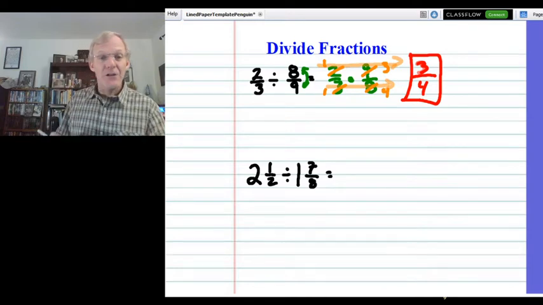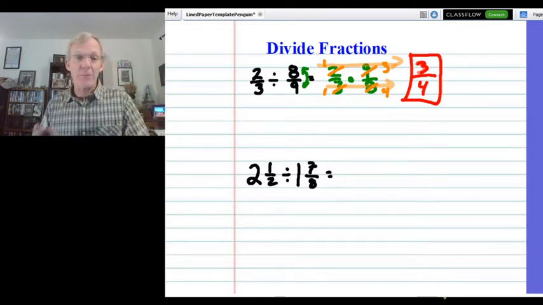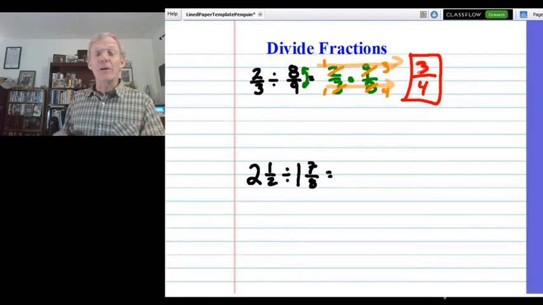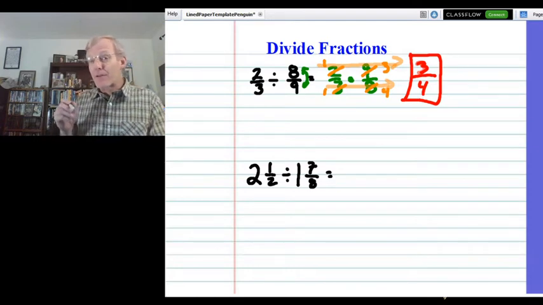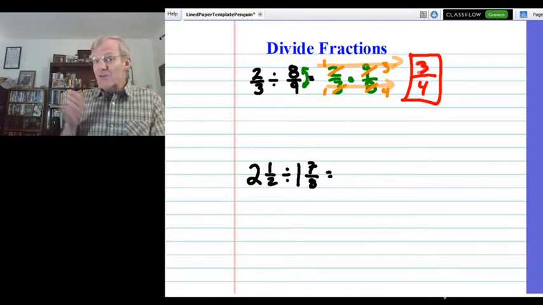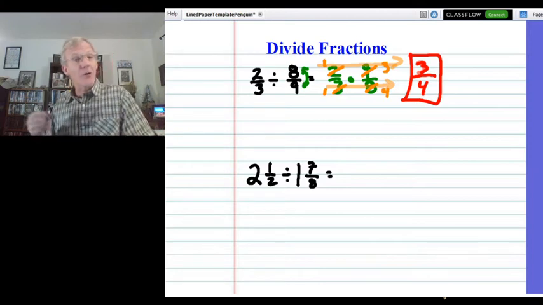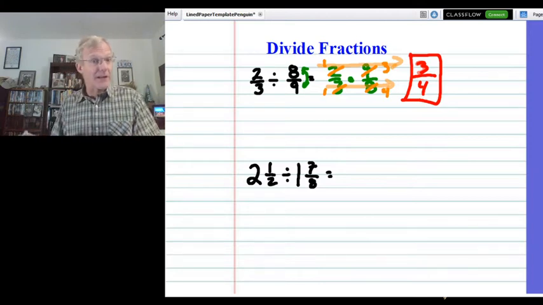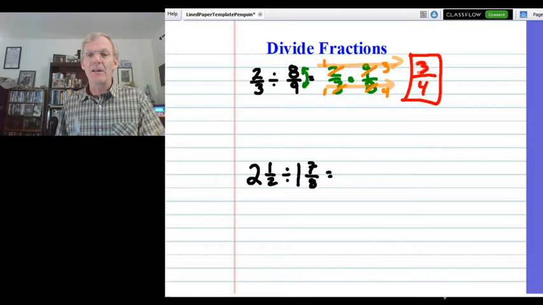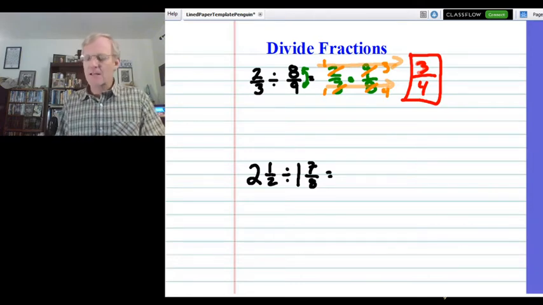So division is always going to be multiplied by the reciprocal. And later on, we're going to remember some things like every fraction is division. So you can turn every fraction into multiplying by the reciprocal of a denominator. We'll talk about that later. So let's go on to this next example.